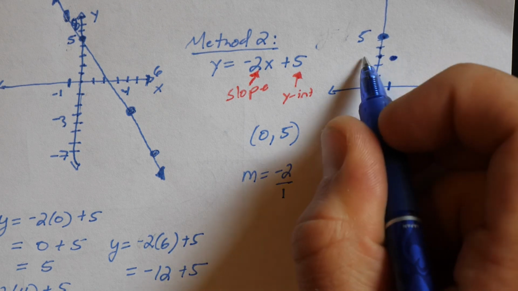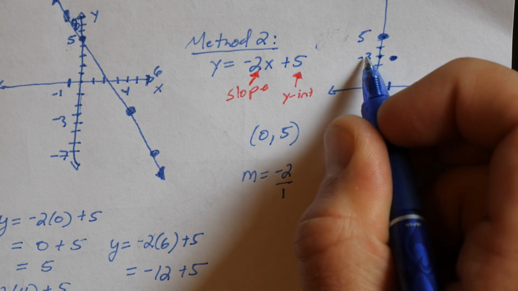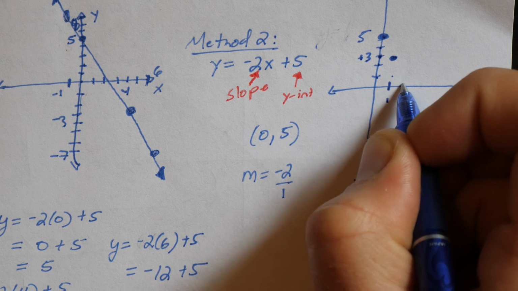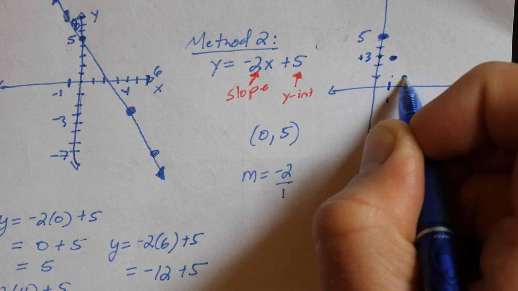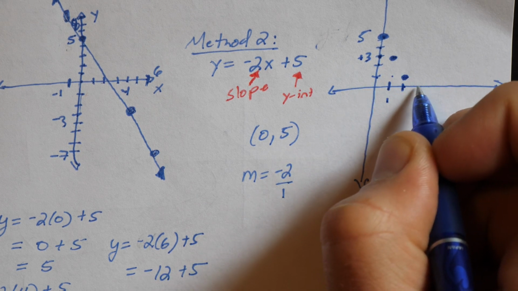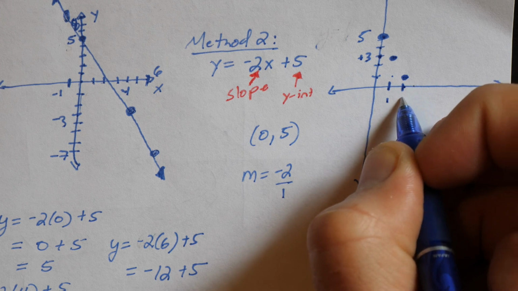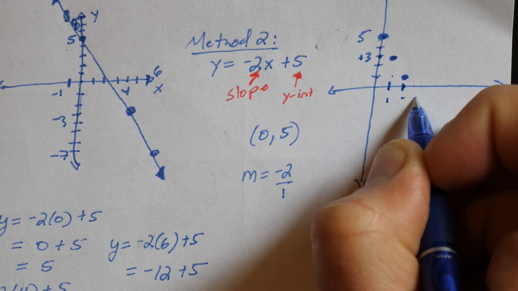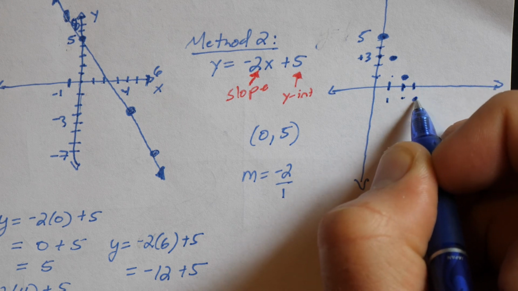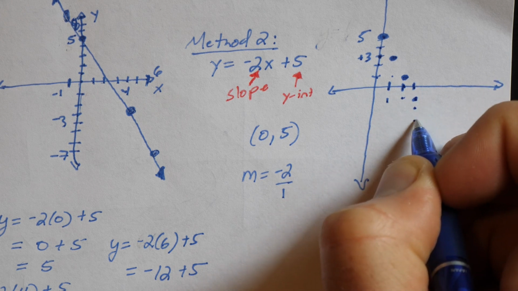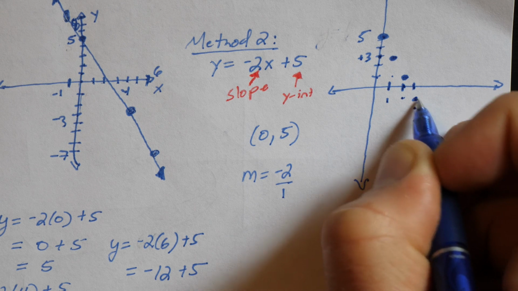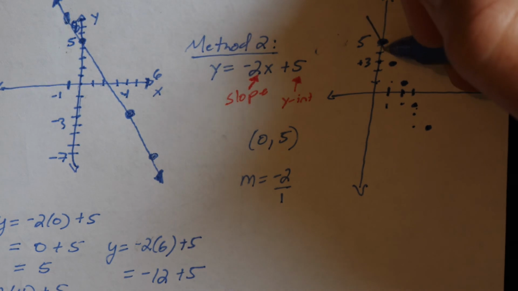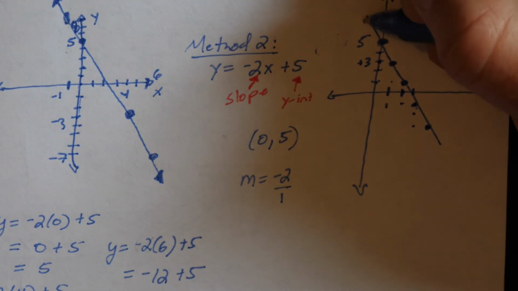Now from here, that was at 3. Now we drop negative 1, negative 2, and then we move over 1. Okay? Do the same thing, drop 1, 2, and then move over 1. Okay, and now drop 1, 2, over 1. Okay, that's enough points. You don't really need to do that many. And then you graph that as a line. And you're good to go.